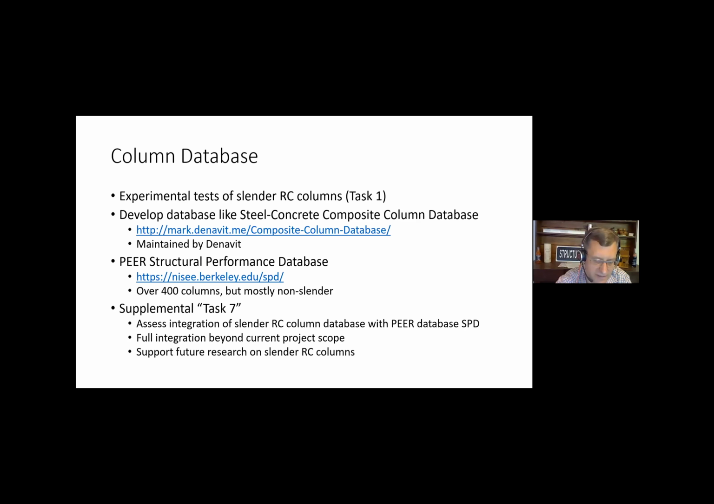So the PEER SPD has about 400 column experiments, but they're mostly non-slender. And a lot of the pictures we've seen today are aspect ratios of maybe 5 to 7 or so, but that's not the entire inventory. But we'd like to see if we can extend this out to more slender columns.